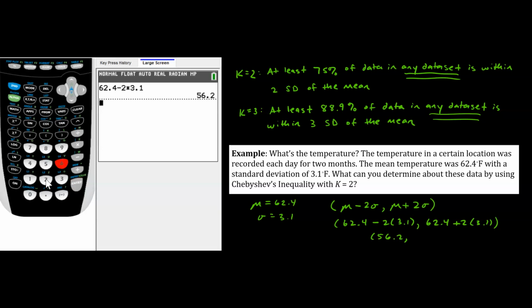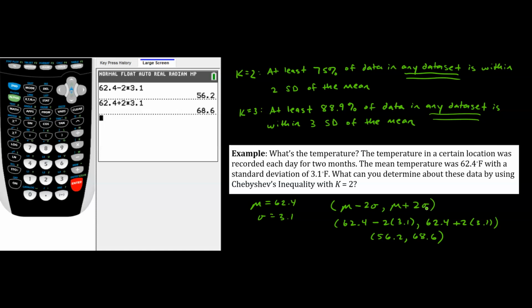And then the upper end of that interval, 62.4 plus 2 times 3.1, gives us 68.6. So if the question said, what can you determine about these data by using Chebyshev's inequality with k equals 3, then what you would have done is you would have begun this by deviating 3 standard deviations on both sides. But if you want to apply Chebyshev's with k equals 2, then we start with the mean, we subtract 2 standard deviations, and we go up to the mean plus 2 standard deviations.